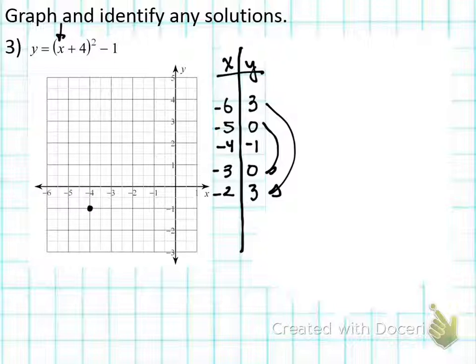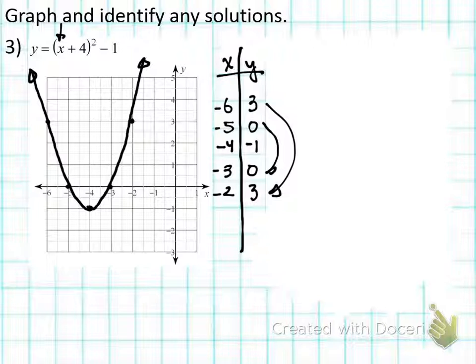So it's negative 5, 0, negative 6, 3, negative 3, 0, and negative 2, 3. We're going to plot our points now using a smooth curve. Okay. Now turn to your neighbor and identify what the solutions are.